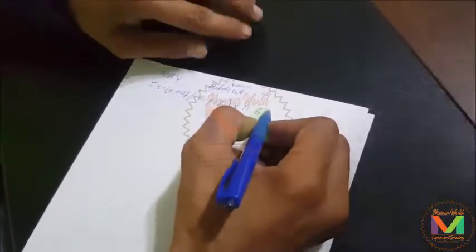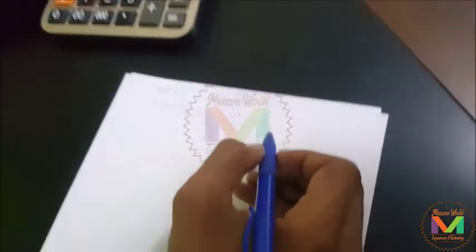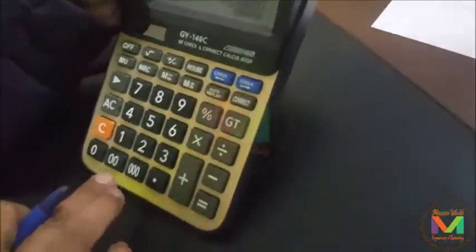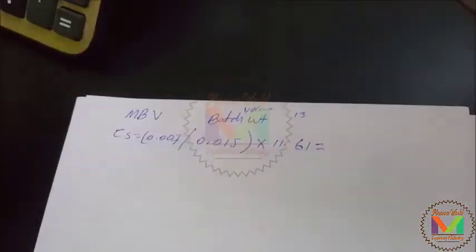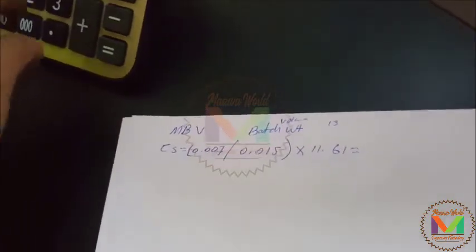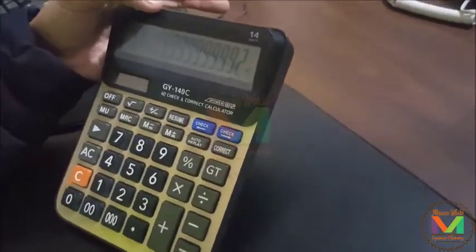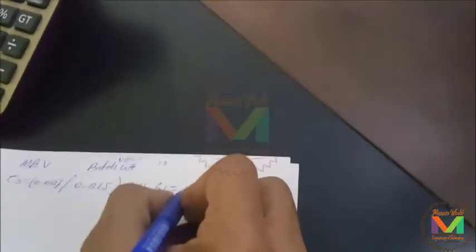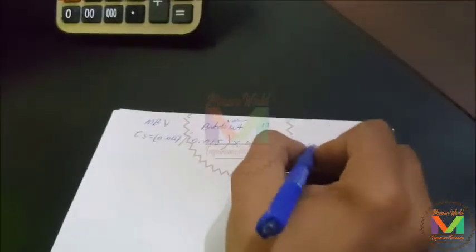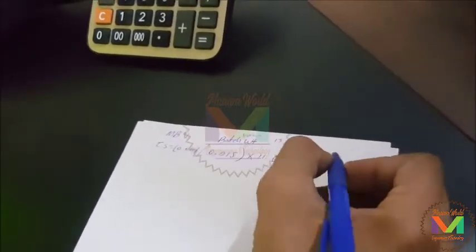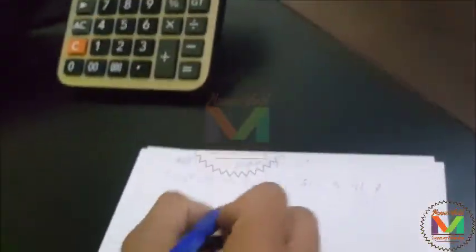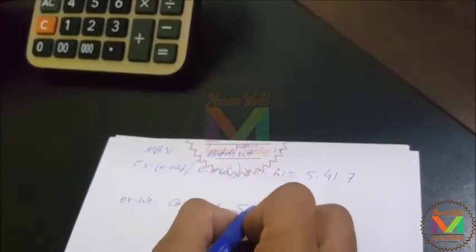I will calculate this initially. This is going to equal 0.007 divided by 0.015 multiplied with 11.61, which is equal to 5.417, or rounded as 5.42 kg. Next.